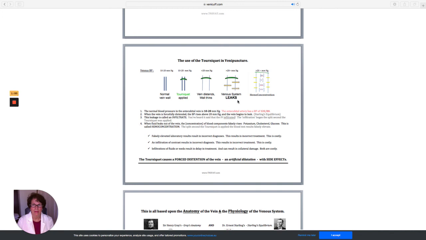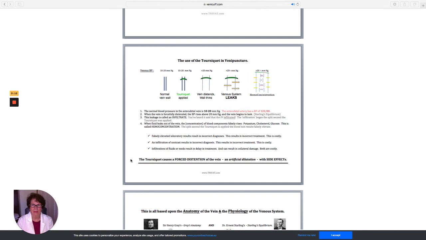When the fluid leaks out of the vein, the concentration of the blood components remaining in the blood falsely rise. So in the laboratory world, this is called hemoconcentration, falsely elevated lab results and lab values. Falsely elevated laboratory results result in incorrect diagnosis and possibly incorrect treatment. An infiltration of contrast results in incorrect diagnosis and probably incorrect treatment. And an infiltration of fluids or meds in nursing results in delay in treatment and collateral damage from the infiltration.